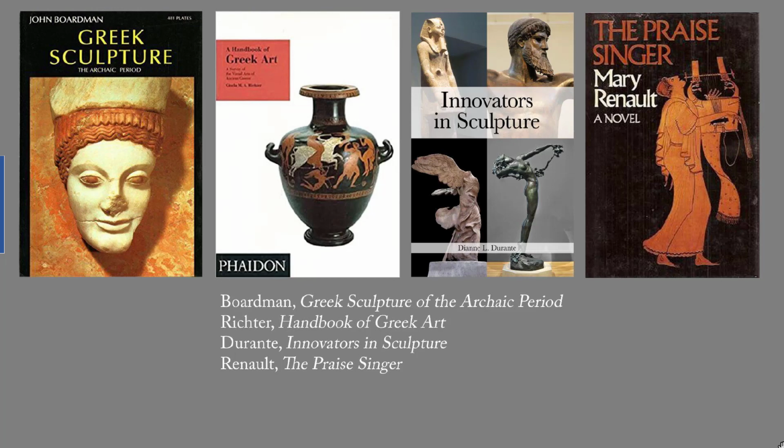The main character in The Praise Singer is Simonides of Chios, who lived around 556 to 469 BC. He was a lyric poet in the period when mainland Greece and the Greek colonies in Ionia, modern Turkey, were still under the rule of tyrants. This is one of my favorite passages from The Praise Singer.